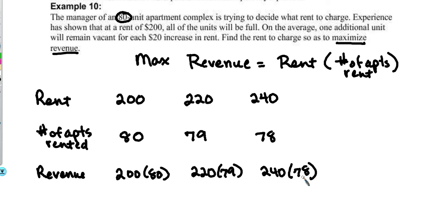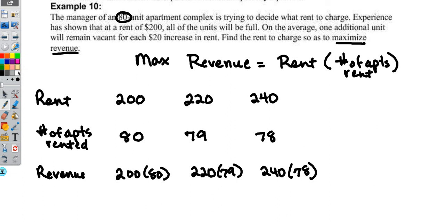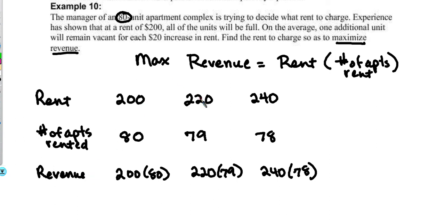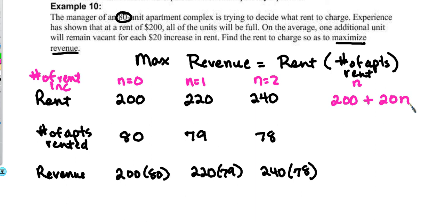So now I'm looking at this and I think that what I need is to introduce a new variable. What I'm doing is giving rent increases. So let's say that N is going to be the number of rent increases. So this would be 1, this would be 2. And so what I want to do is come up with a general formula for if I have N rent increases, then what would my rent be? Well, how am I finding it? I started at 200, and for every rent increase I went up by 20. So I would have 200 plus $20 for each rent increase. I would look at my number of apartments that I have rented and say that I started with 80, and for every rent increase I lose 1. So 80 minus N.